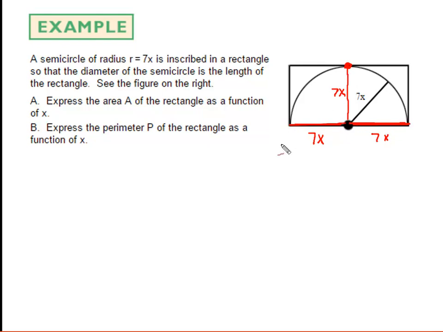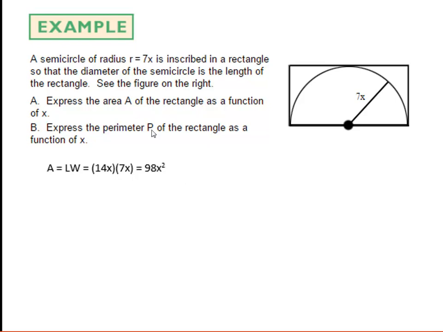The other dimension of the rectangle is 7x. So when we're being asked to express the area of the rectangle, we're going to multiply length times width, and that's going to give us the area of the rectangle. So if we do the area of the rectangle, length times width, we got the 14x times the 7x. 14 times 7 is 98, and x times x is x squared. And so there's our area function.